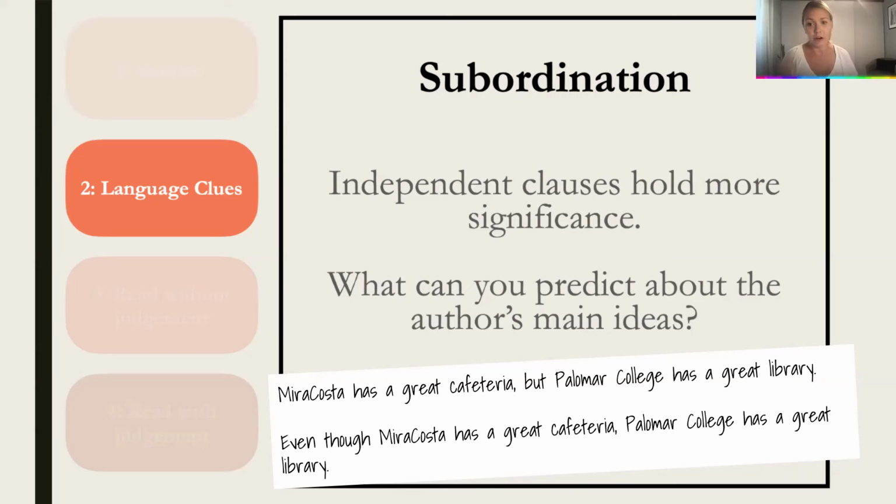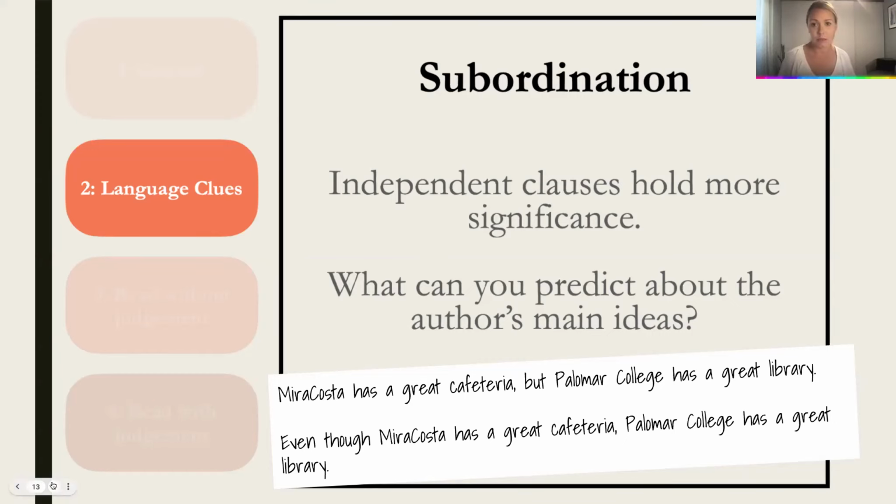And hopefully they don't know. Food, books, it doesn't tell. But when I switch and say, even though Miracosta has a great cafeteria, Palomar College has a great library, now intuitively they know that my favorite is Palomar College. So we transfer that into sentences from the article that they can then pull and focus on the independent clause as a clue to the author's claim.